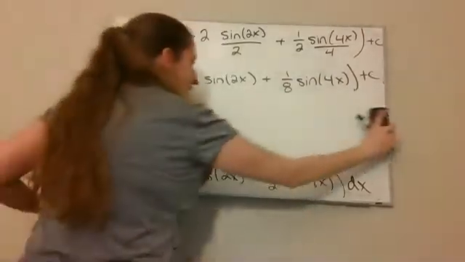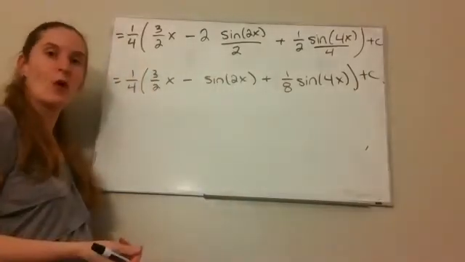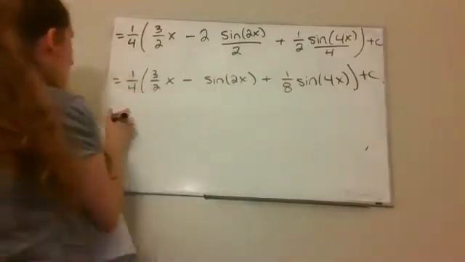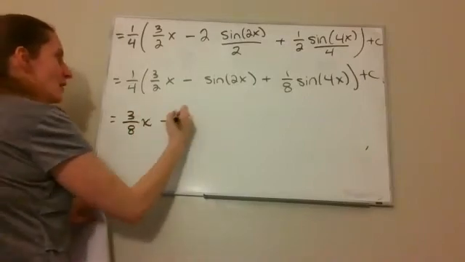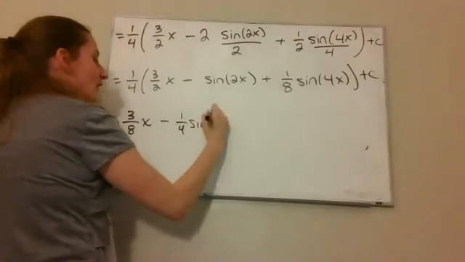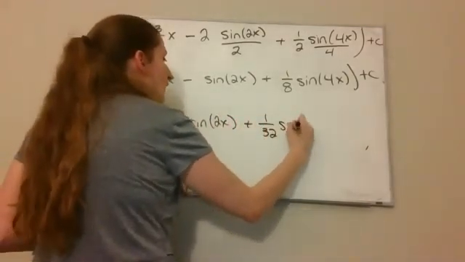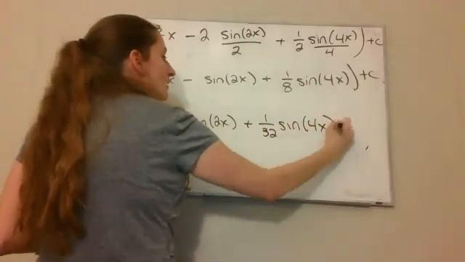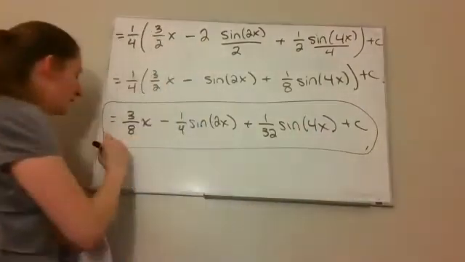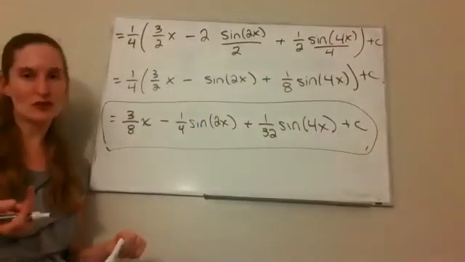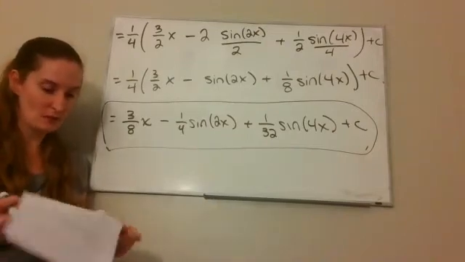You can leave your answer just like this if you like, or you could distribute that 1/4 if you wanted to. If you distribute the 1/4, you will get 3/8 x minus 1/4 sine of 2x plus 1/32 sine of 4x plus c. So that one had to use 2 different trig identities. Sometimes you need more than one in the problem, and sometimes you don't.